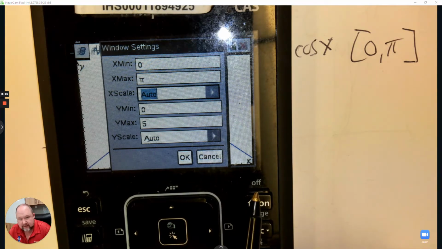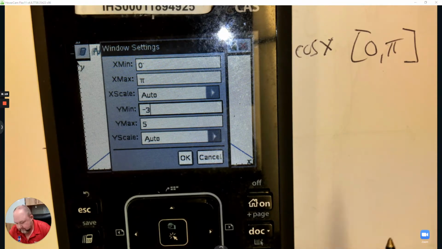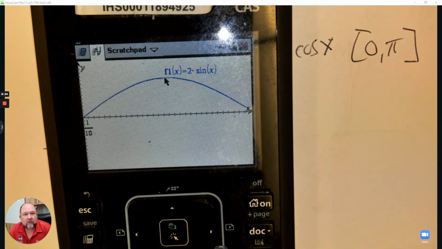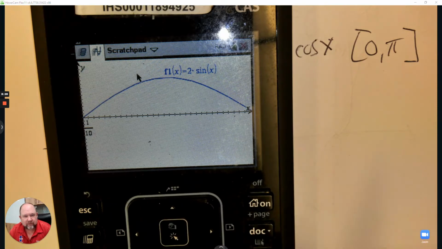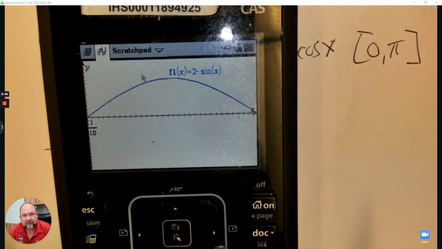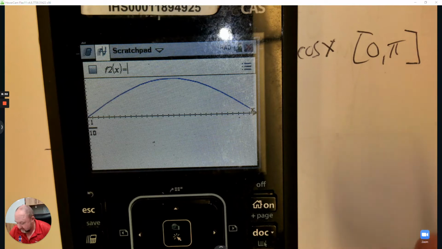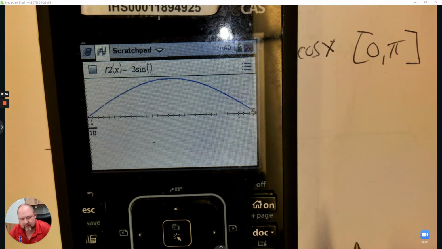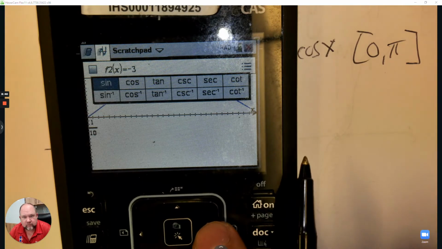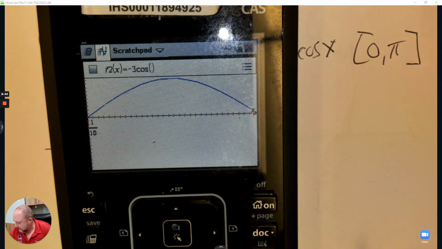And then the y minimum is going to be negative 3 from cosine up to positive 3. Alright, so that's y equals 2 sine x. I'm going to press tab again. I'm going to put in the second function, which is negative 3 cosine x. Oops, why did I put in sine? So negative 3 cosine x.